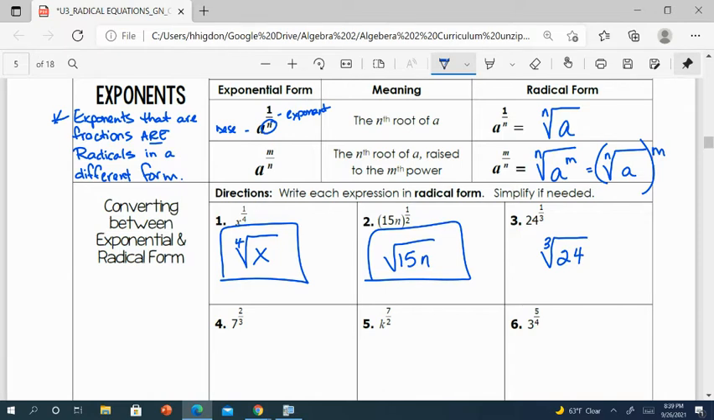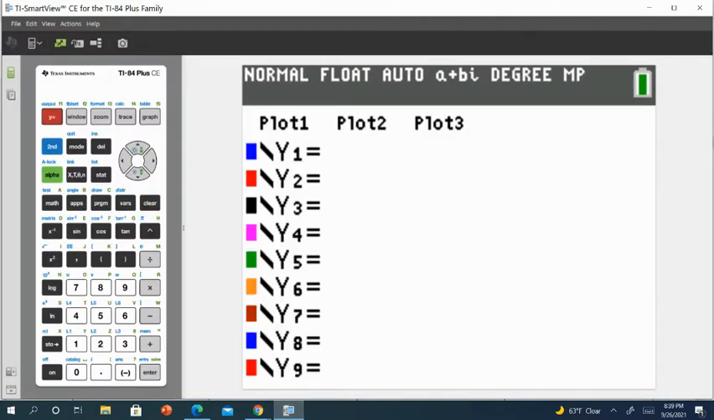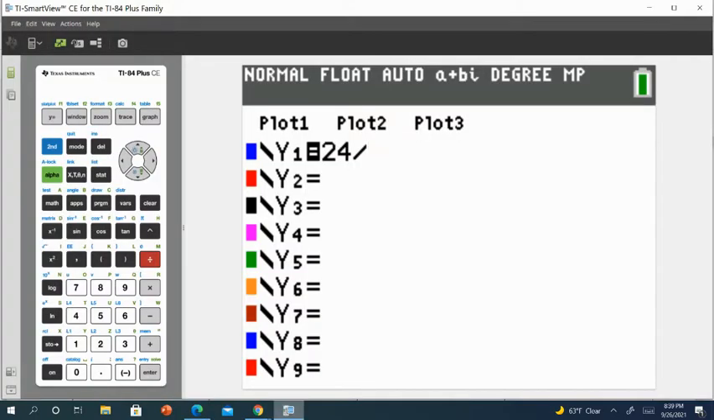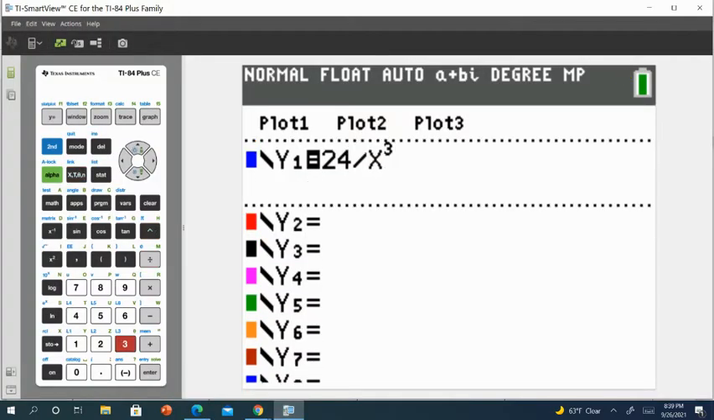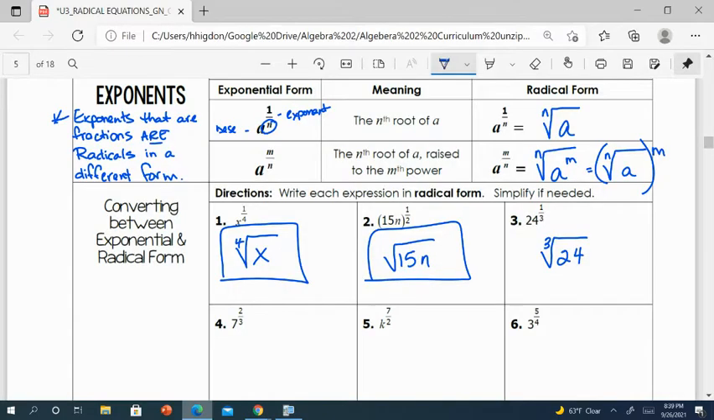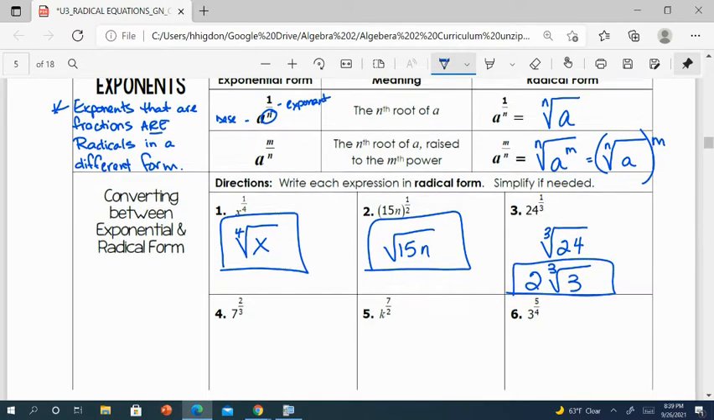So what we're going to do is go to our y equal, put our 24 divided by, what was the index again? The index is a 3. So just like we learned in lesson number 1, we're going to divide by x cubed, go to our table of ordered pairs, and look for how to reduce this. And this is going to reduce to 2 times the cube root of 3. So 2 times the cube root of 3 is our answer on number 3.